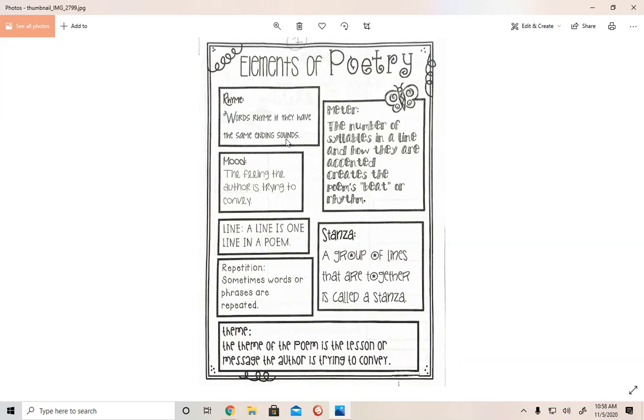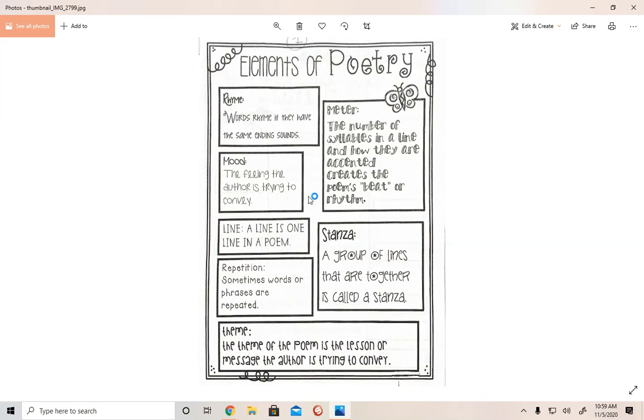The first element we're going to talk about today is a rhyme. Now, you've been rhyming probably since kindergarten. You know that the words bat, hat, rat, cat, all of those words are rhyming words. Rhyming words can only rhyme if they have the same ending sound. So don't forget, words can only rhyme if they have the same ending sounds.